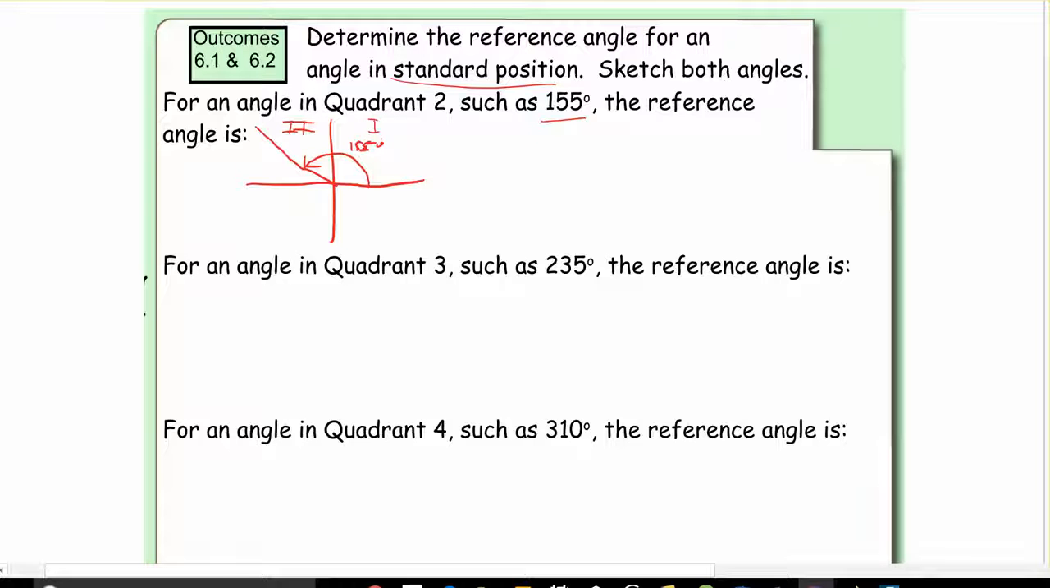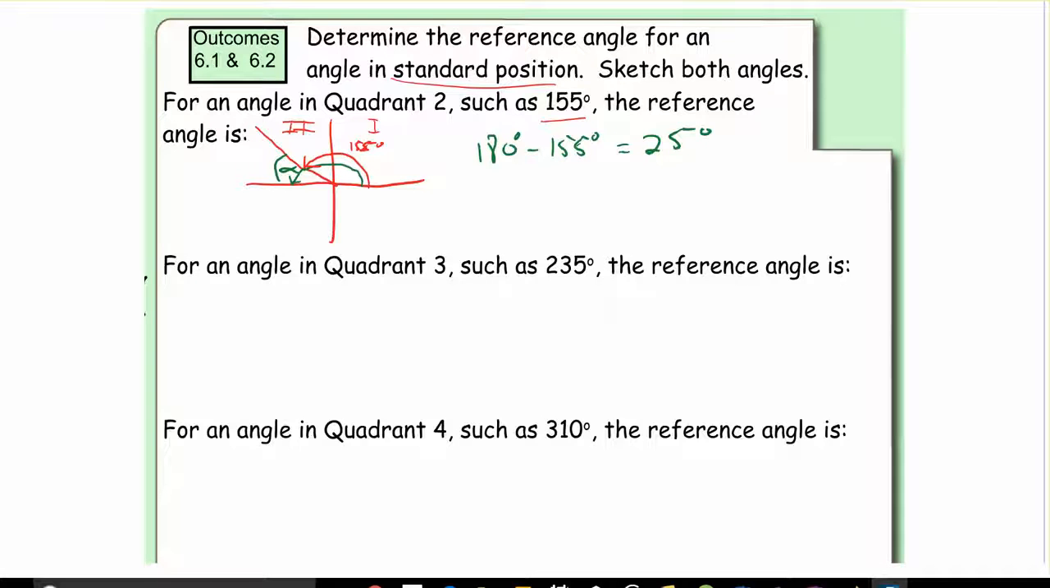So the reference angle of this, well, I know that it's 180 degrees if I go from there to there. So if I want this angle, which is my reference angle, all I have to do is go 180 minus 155, which is 25 degrees.